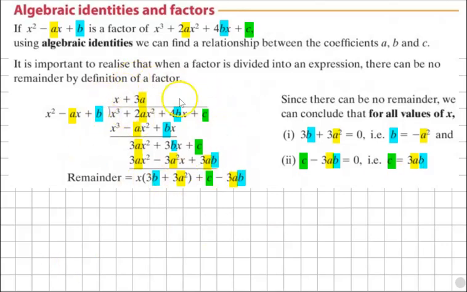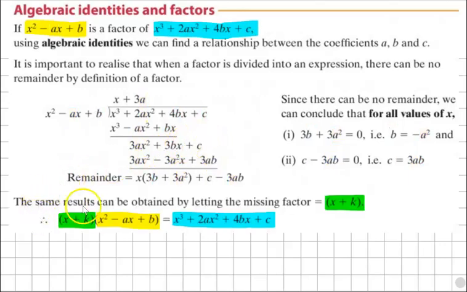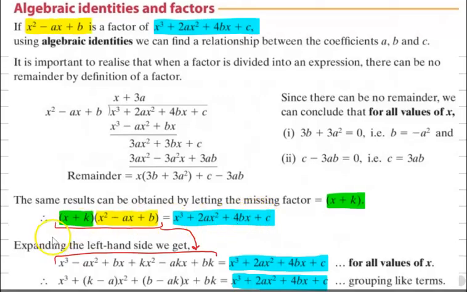We will look at an example similar to this in a couple of minutes in detail. The same results can be obtained by letting the missing factor equal x plus k. So we would have x plus k multiplied by x squared minus ax plus b is equal to x cubed plus 2ax squared plus 4bx plus c. Expanding the left-hand side, we get x cubed minus ax squared plus bx plus kx squared minus akx plus bk is equal to x cubed plus 2ax squared plus 4bx plus c for all values of x.